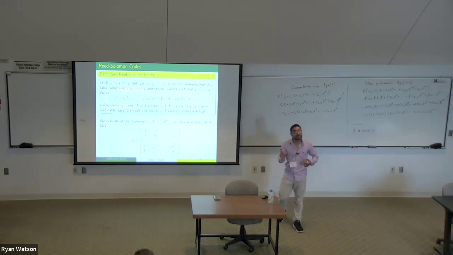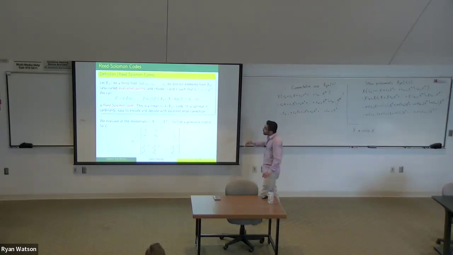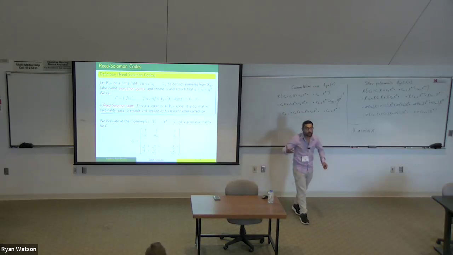So k is how many I want to send, but n will be the actual length of the messages that I send with the redundancy included. So very often, to make it useful, k will be smaller than n. So if we evaluate all those polynomials, we obtain the Reed-Solomon code, which is a linear vector space. It is a linear code.